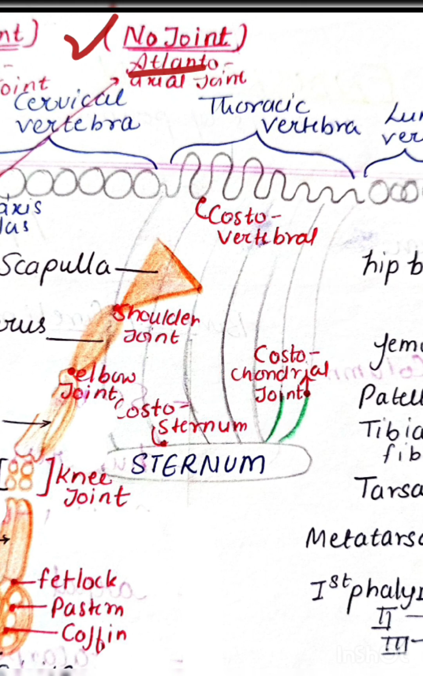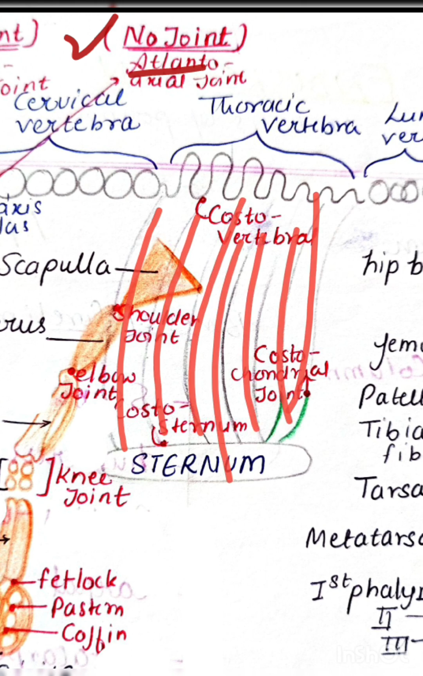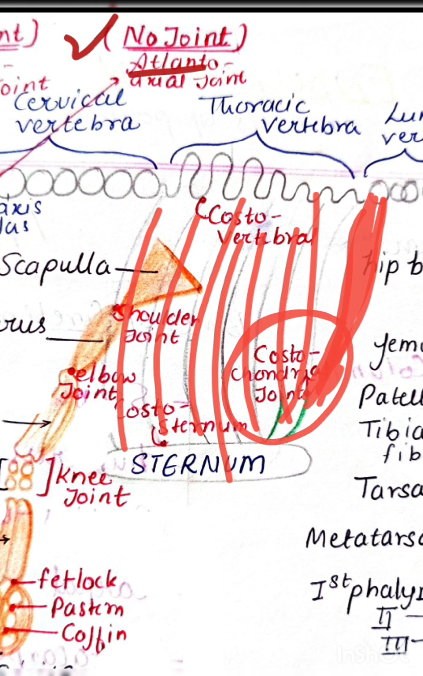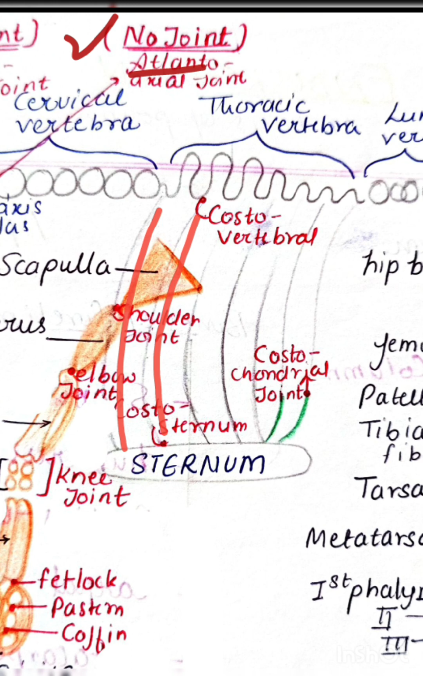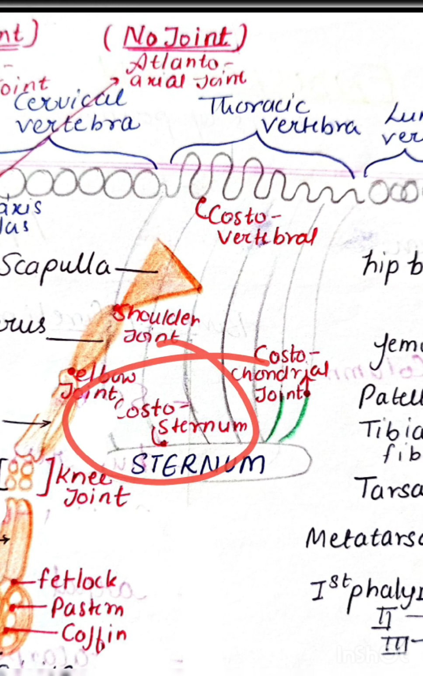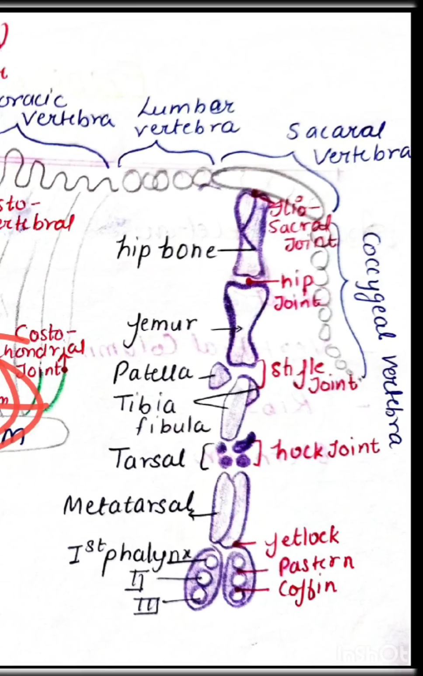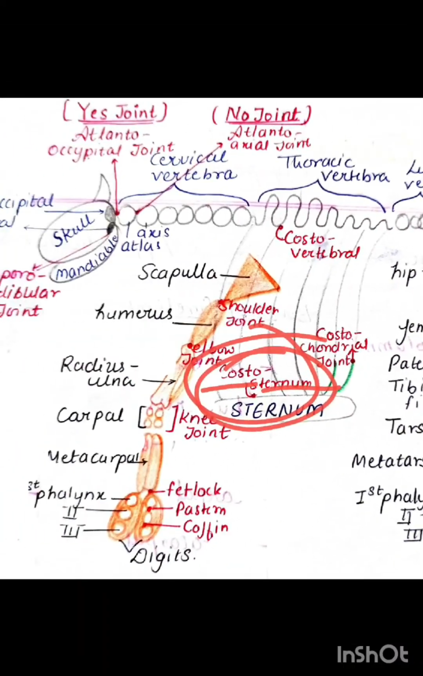As we know, these are the ribs. These are 1, 2, 3, 4, 5, 6 and 7 ribs. Seven ribs are true ribs. The others are the floating ribs, which are made up of cartilage. For example, this rib is made up of cartilage, so this will form a costochondral joint. Now let me study the costosternal joint. It is made up of cartilage and the sternum, so it is known as the costosternal joint.